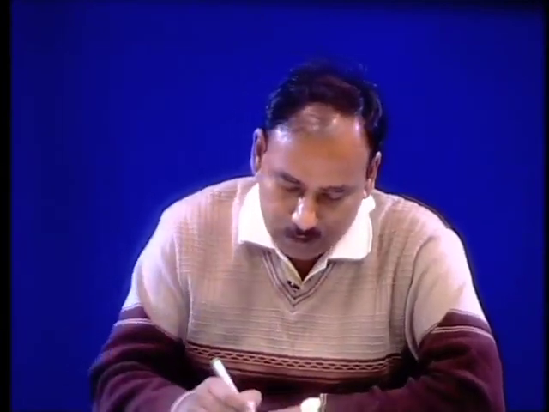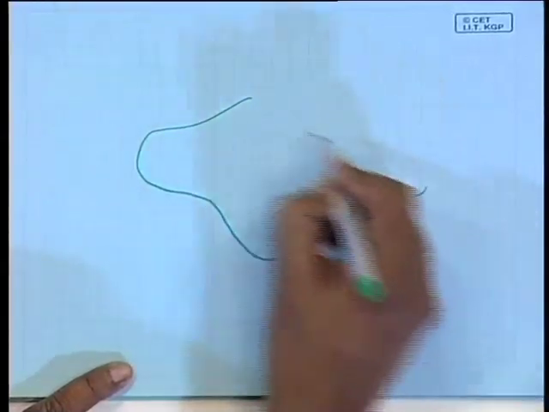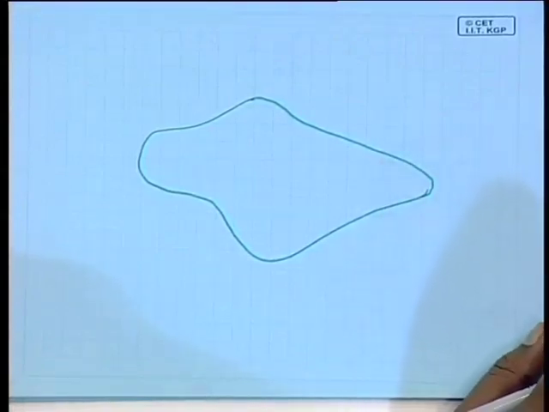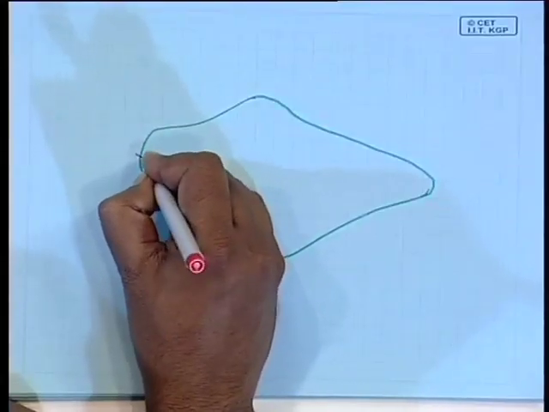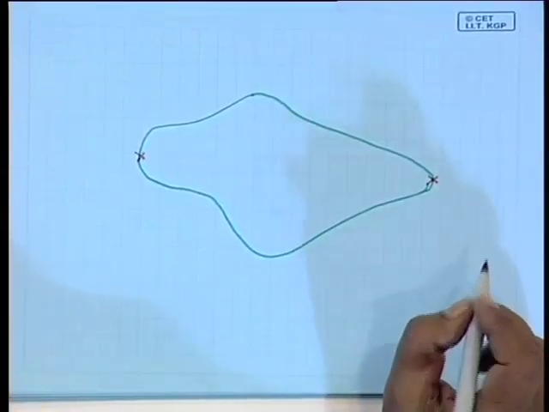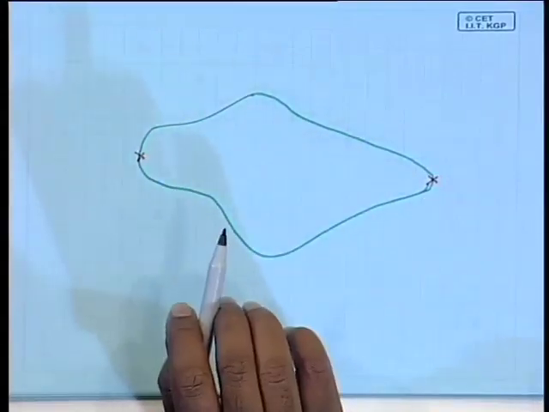So, let us take a boundary something like this. One of the criteria functions says that initially you decide two points on the boundary along which this boundary can be split. Once I decide two points on the boundary, then the boundary is split into two sub boundaries or two segments of the boundary. So, first let us assume that somehow we have been able to select one point over here and one point over here. So, these are the two points along which the boundary can be split.